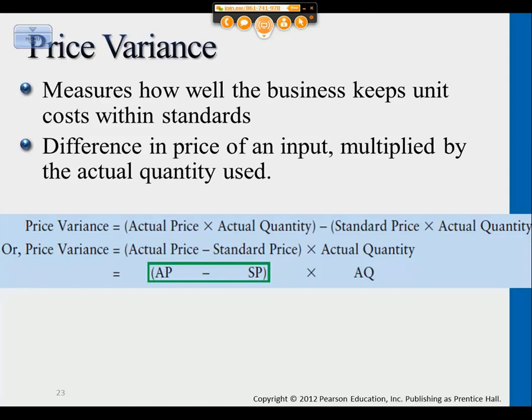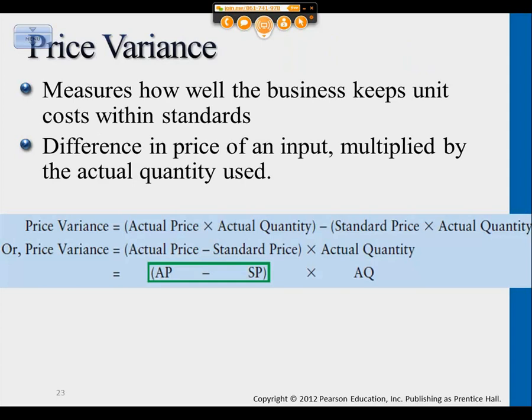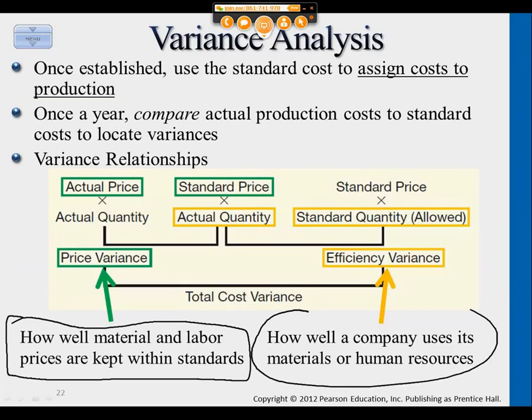So to add more, our efficiency or quantity variance. Now this one, that's this side, right? So we're done here. We're just working out how well a company uses its materials and human resources. Okay? So it's our standard price multiplied by actual quantity, right? Just like that.